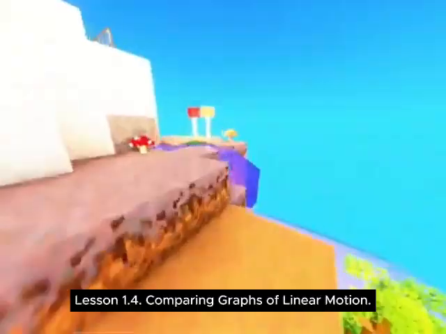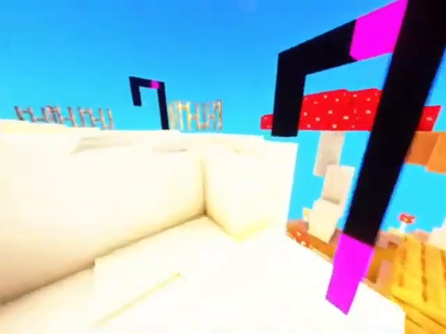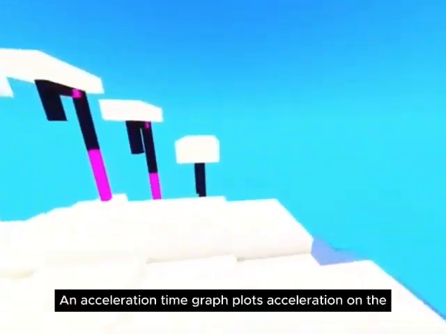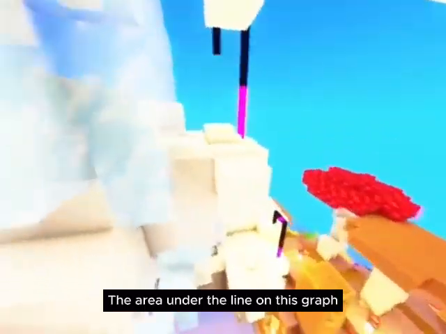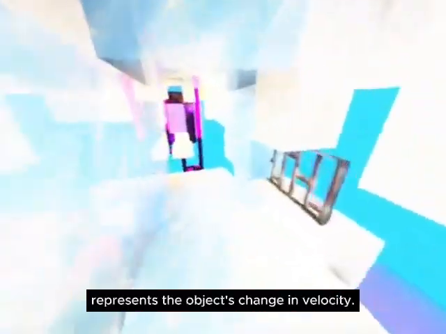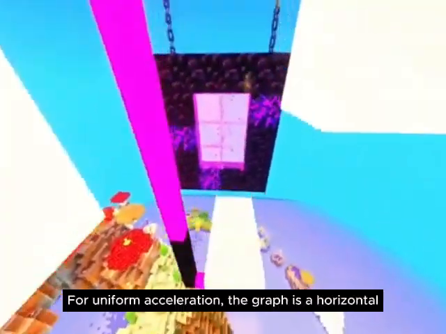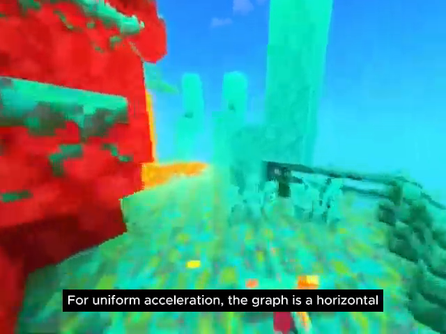Lesson 1.4, Comparing graphs of linear motion. Summary 1, Acceleration time graphs. An acceleration time graph plots acceleration on the vertical axis. The area under the line on this graph represents the object's change in velocity. For uniform acceleration, the graph is a horizontal straight line.